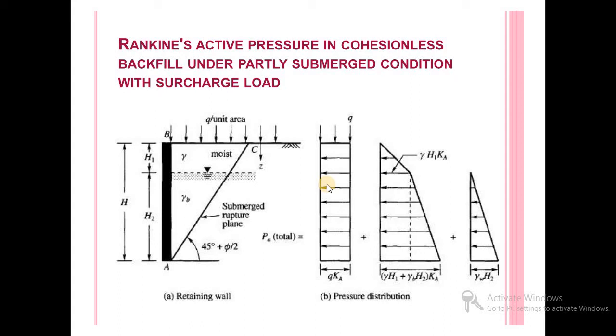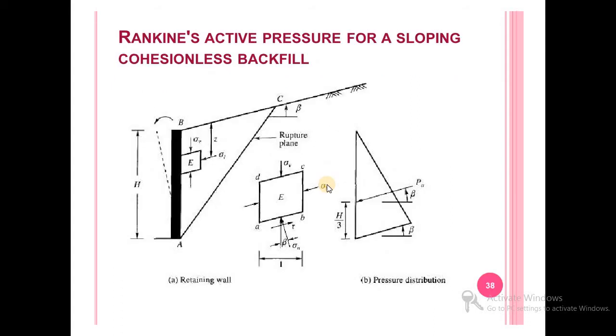So now here the Rankine's active pressure for a sloping cohesionless backfill. If it is sloping, then let us consider AB as a retaining structure with a height of h. Then BC is the surface with an angle of beta. Now we'll be assuming that the pressure which is acting is parallel to the ground surface. So here if you observe at the h by 3, this is the PA, the total pressure which is acting at the h by 3, the point of application, and it is parallel to the ground surface.